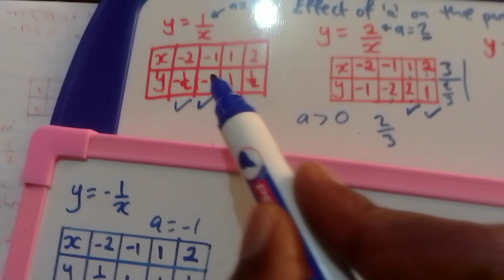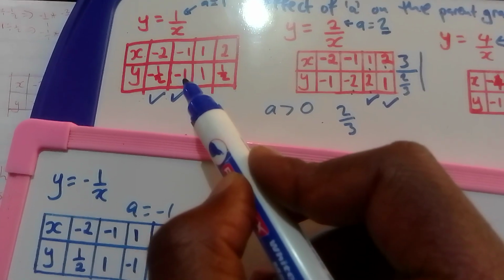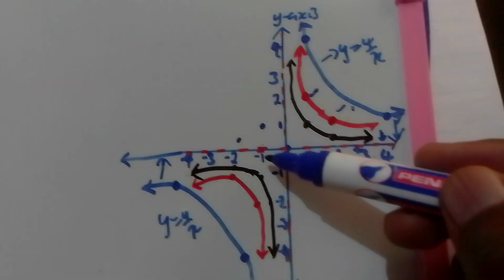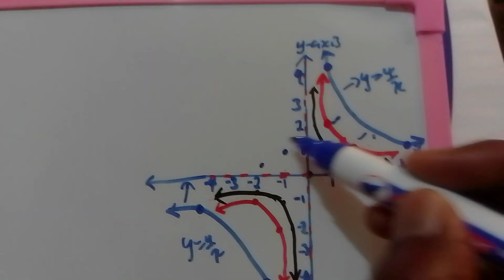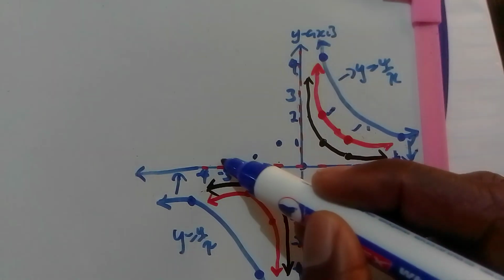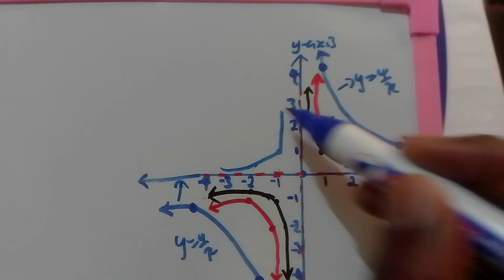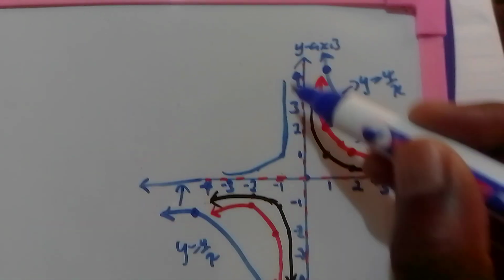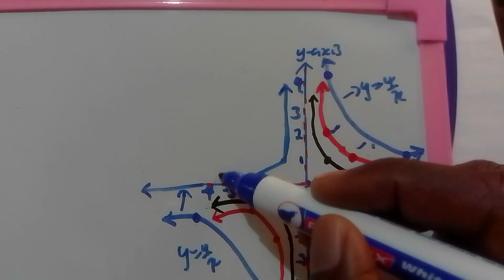Let's explore. When our x on the parent graph was negative 1, the y was negative 1. So when the x was negative 1, the y was here. Now, here we plot our graph. It looks like this. It's supposed to be a curve. It's not supposed to look like a right angle.